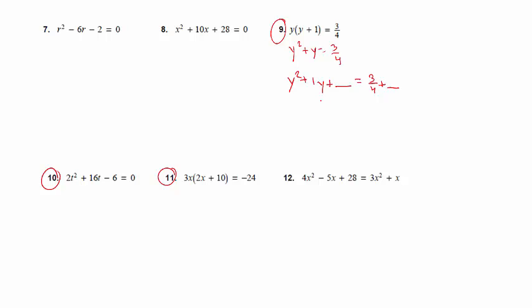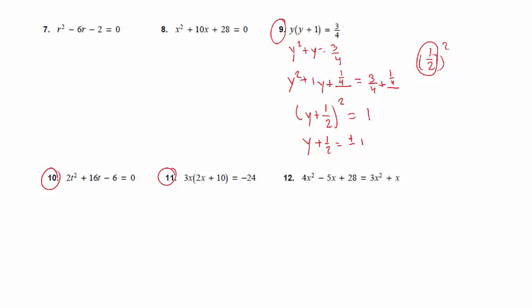And then I have to add that to both sides. So if I do half of 1 and then square it, I get 1/4. So I'll add 1/4 to each side. And then this will factor into y plus 1/2, b over 2, squared. And this side actually becomes a nice pretty one. And then we're going to square root both sides. So I get positive or negative 1.